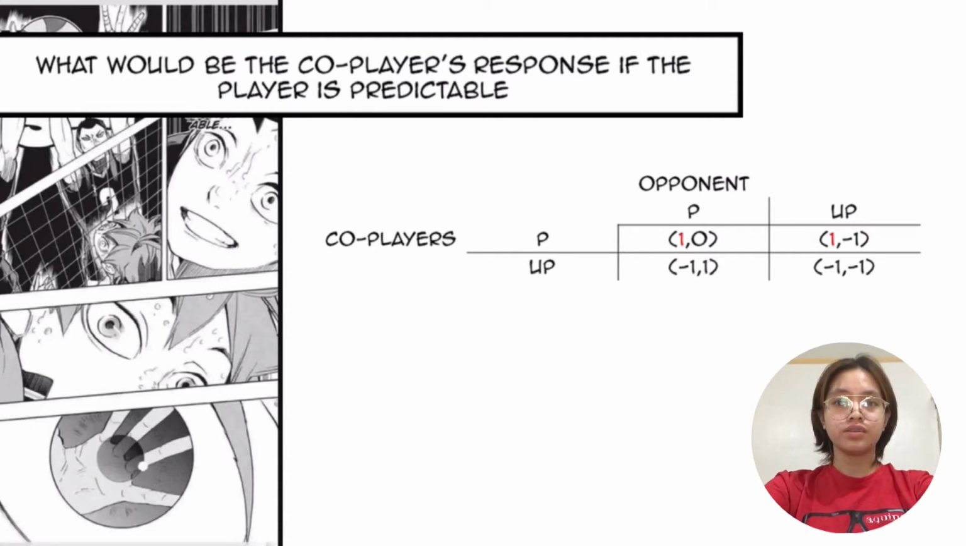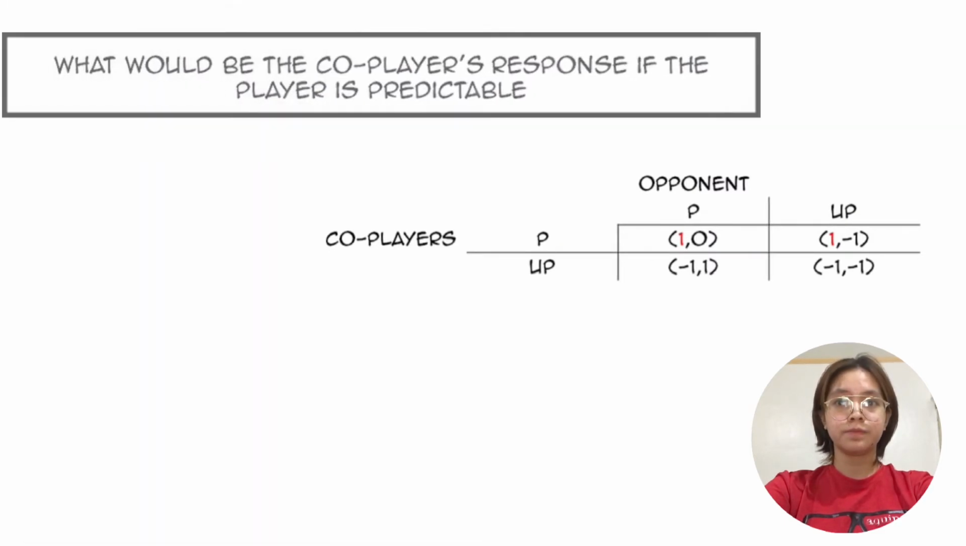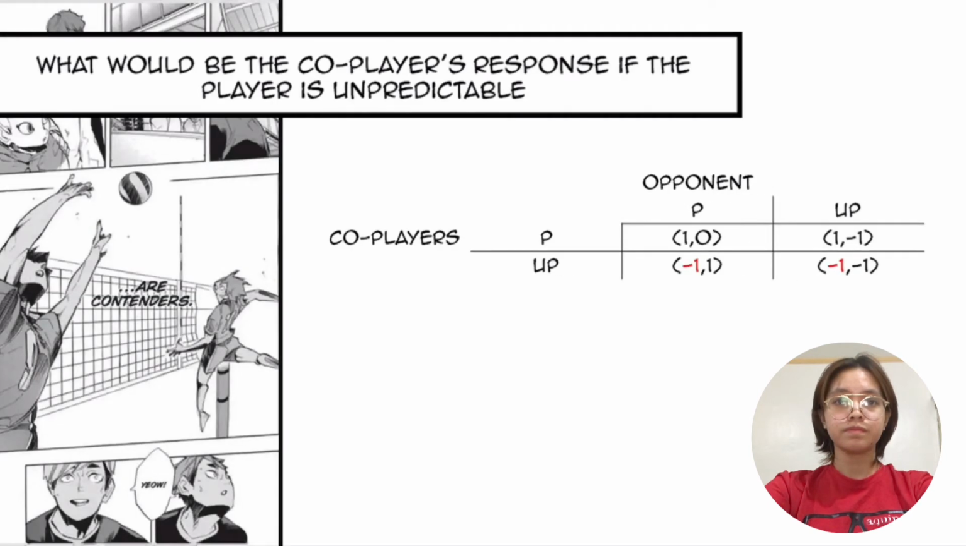For the first situation, what would be the co-player's response if the player is predictable? So we can see here that 1 is the best response for the co-player, and it is tied. For the second situation, what would be the co-player's response if the player is unpredictable? This time it is unpredictable. The first situation is predictable. Once again, it is tied, being -1.